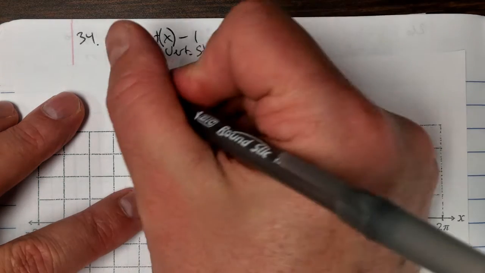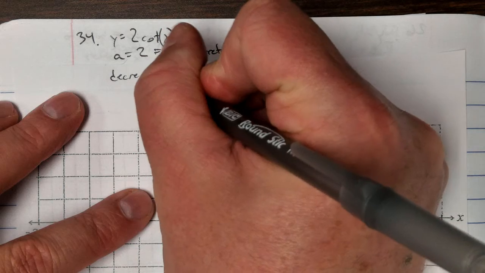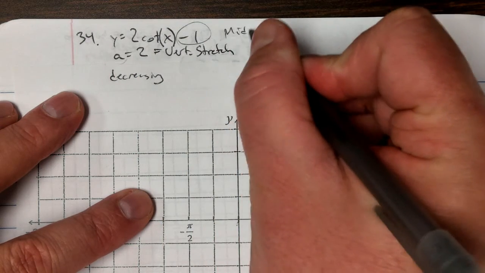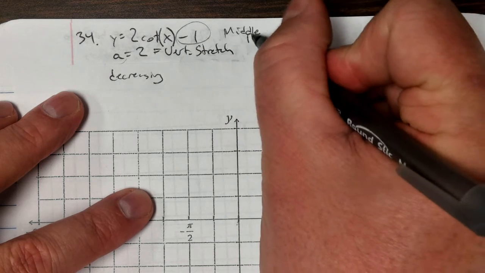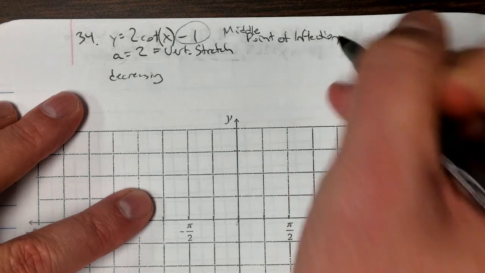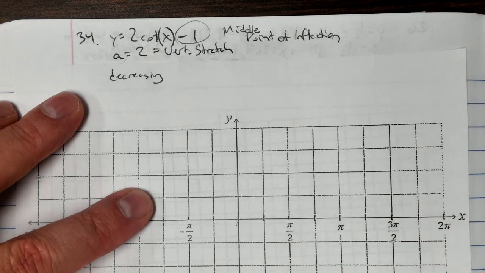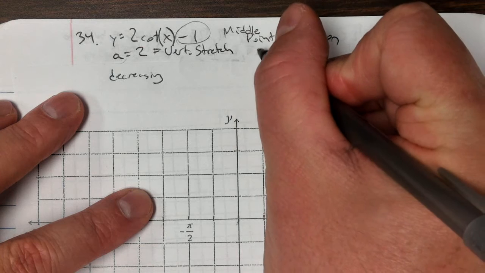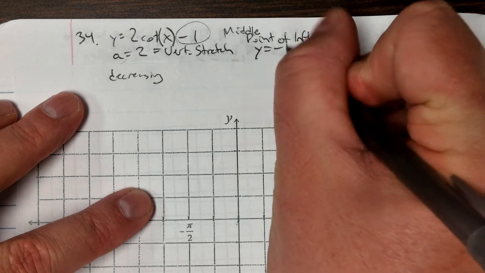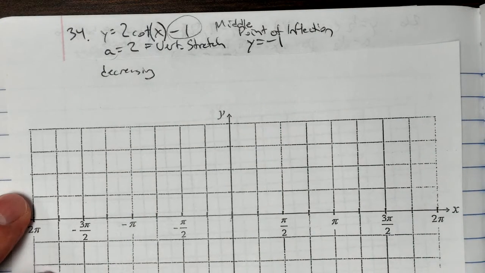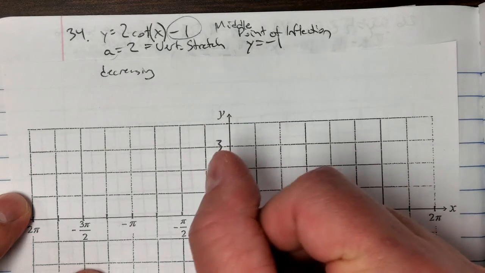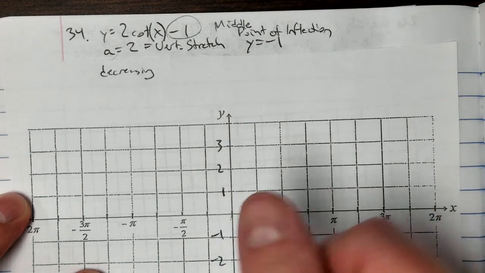It's decreasing. And because of this negative 1, your middle, or what's called the point of inflection on these graphs for tan and cotan, it's called the point of inflection, where it changes direction. This happens at all the points where it's y equal negative 1. So let me show you what I mean. We've got 1, 2, 3, negative 1, negative 2, negative 3.